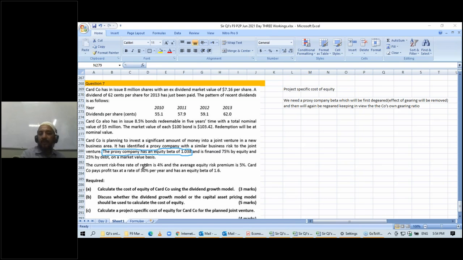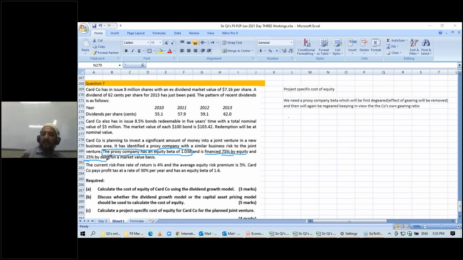Now this beta 1.08 will first have to be de-geared. Why should it be de-geared? Because if you look, the proxy company is financed 75% by equity and 25% by debt. But the card company is not this much geared. The gearing ratio of the card company is different. So we will have to remove the gearing effect of the proxy company, right?